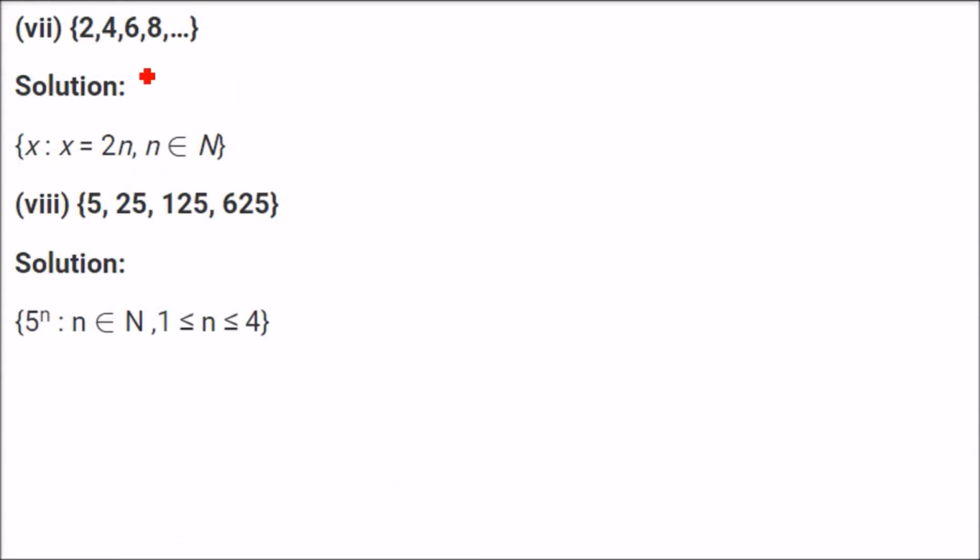2, 4, 6, 8. So this is simply the table of 2. So we'll just write x is such that x equal to 2n. And we have to put 1, 2, 3, 4 in this n. So n belongs to capital N, that is the natural numbers. You know, natural numbers are from 1 to infinity. So this is just simply a table of 2.